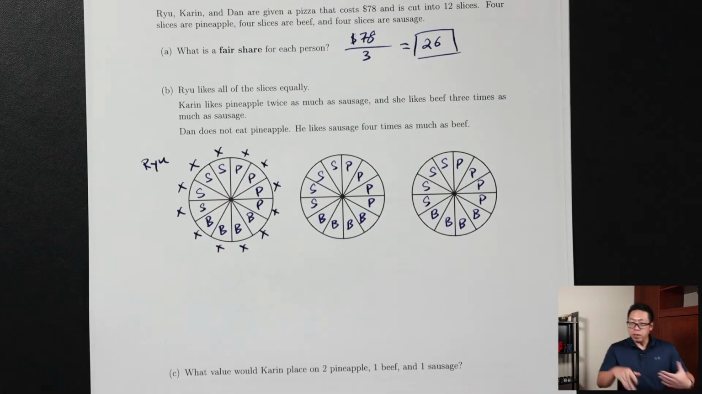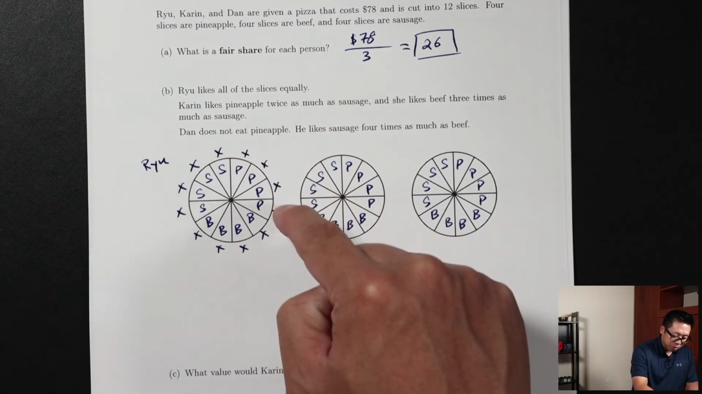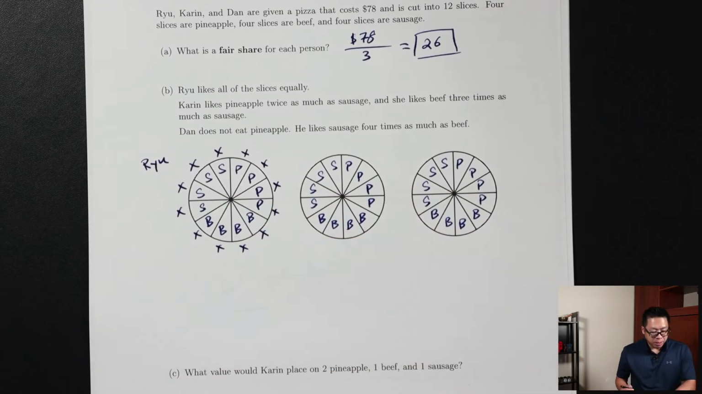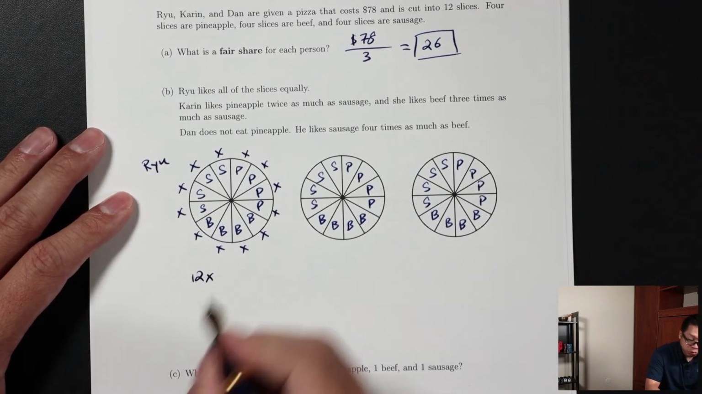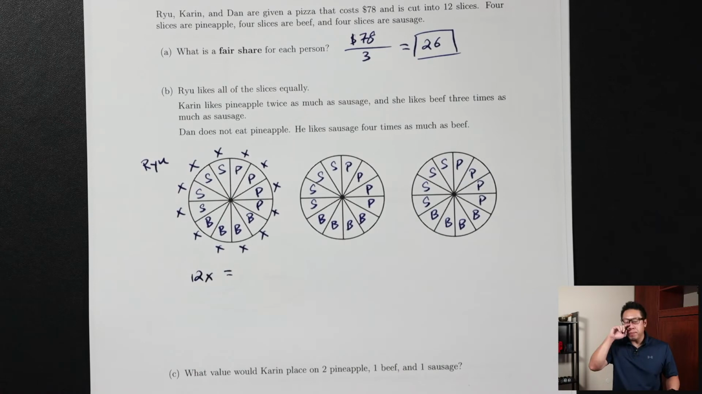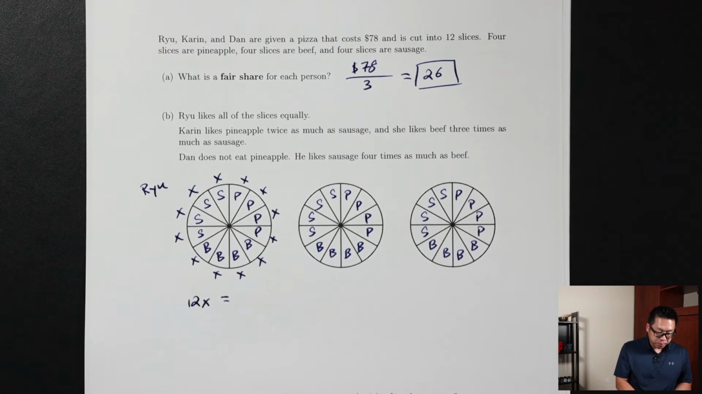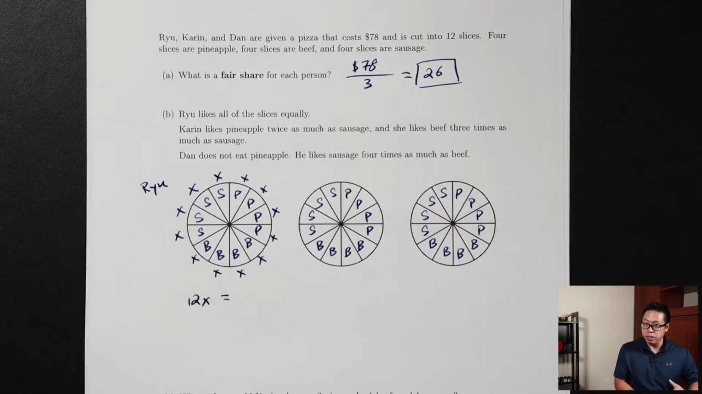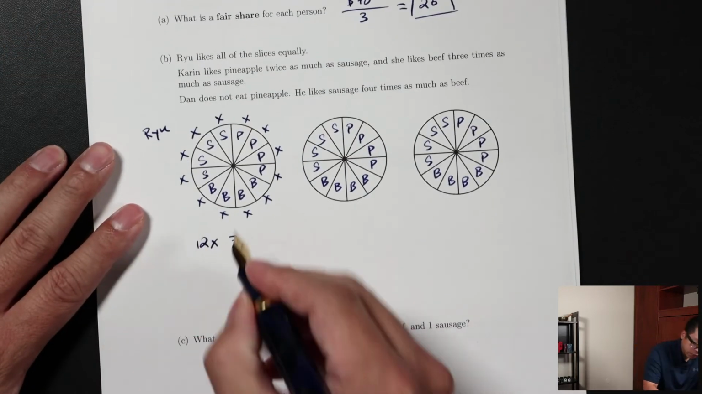Okay, add up all the X's around the pizza. So if there's no number in front of the X, it's considered 1. So 1 plus 1 plus 1 plus 1 plus 1 all the way around the pizza. I think there are 12 X's. So 12X, set it equal to the value of the entire pizza. The value of the entire pizza is what? It's not 26. 26 is each person's fair share. The entire pizza is the 78. So 12X equals 78.